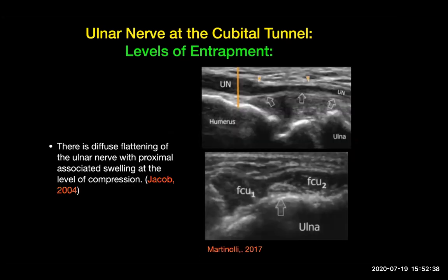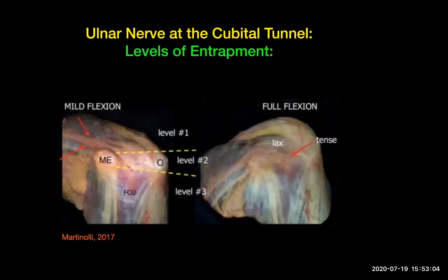And of course, there is a diffuse flattening of the ulnar nerve with proximal swelling at the level of compression. So as you can see here, for example, in this slide, you can see in long axis view that one side is swollen, then towards the distal area, it becomes smaller. So that is characterized as the notching sign. There's a hypoechoic swelling at the level of compression.